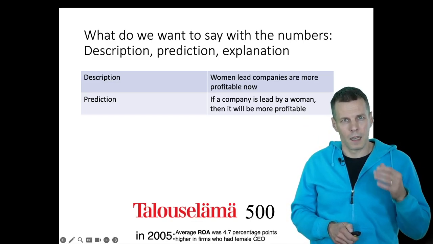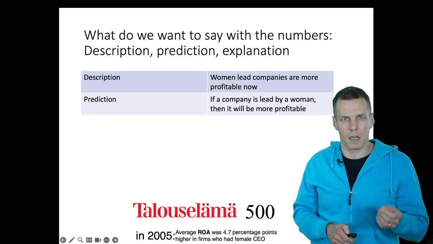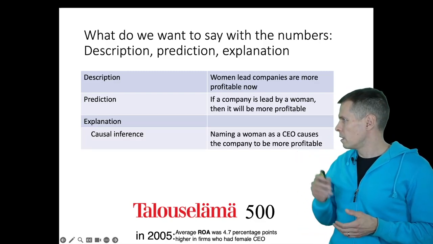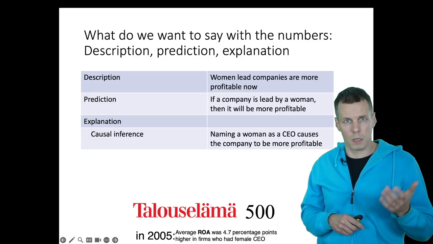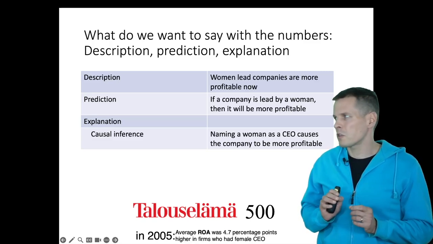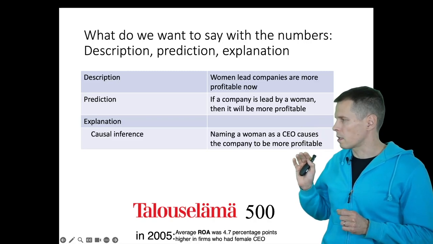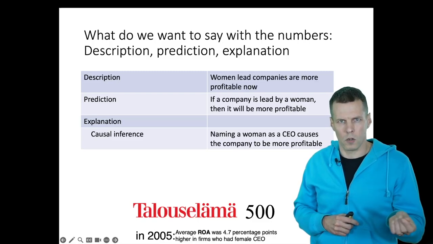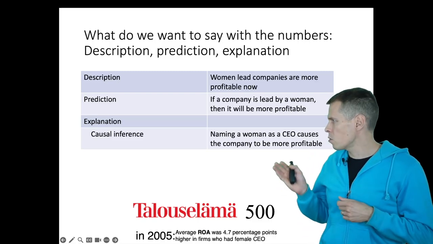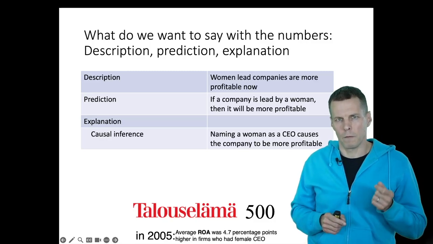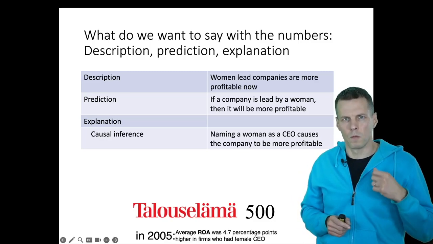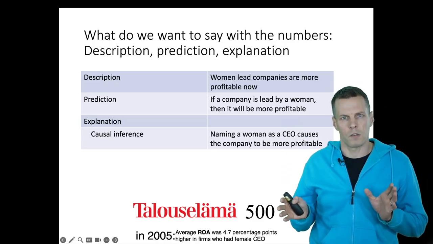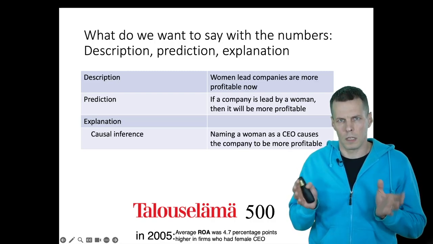The next level of sophistication in a quantitative study or quantitative claim is a causal claim. We can say that naming a woman as a CEO in a company causes the profitability to go up. It is now important to understand the difference between a predictive claim and a causal claim. In a predictive claim, we are not saying that the woman is the cause. In a causal claim, if this causal claim is true, it has the implication that if we run a company, we should prioritize women as CEOs. But this predictive claim just says that there's a statistical relationship. It can be something else, and it's not necessarily causal.